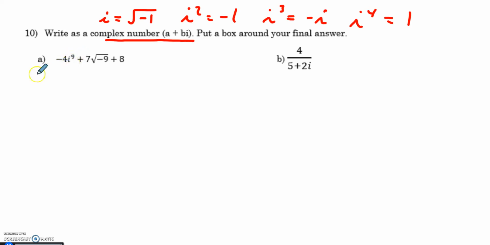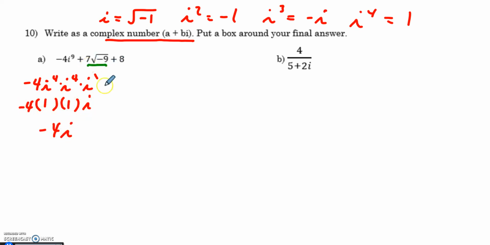For part A, if you don't like i to the 9th, let's split it into something that we do know. I like the fact that i to the 4th equals 1, so I'm going to think of i to the 9th as i to the 4th times i to the 4th times another i. You might remember from your exponent rules in algebra that when you have the same base, you add the exponents to get the 9. So if I keep simplifying this part, this is really negative 4 times 1 times 1 times i, and that is really just negative 4i.